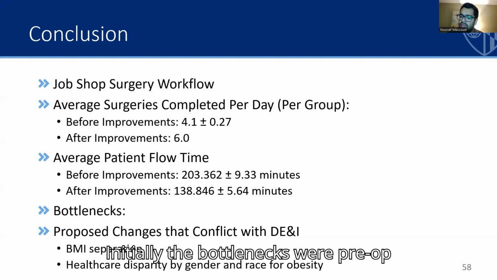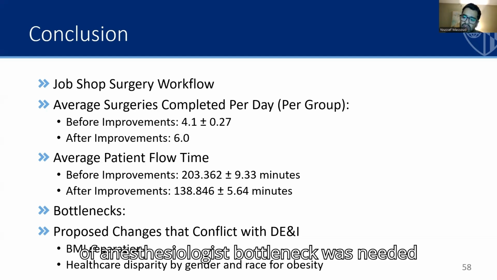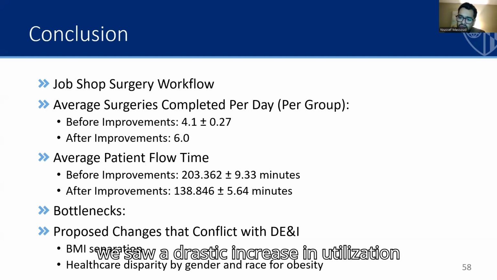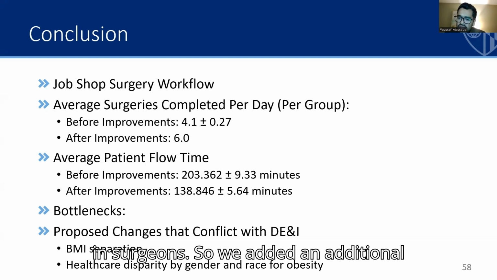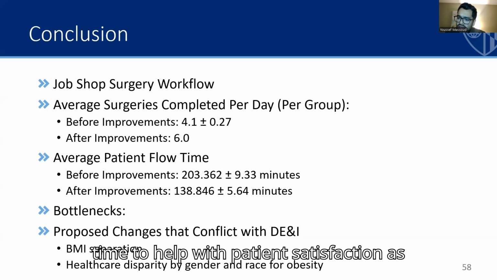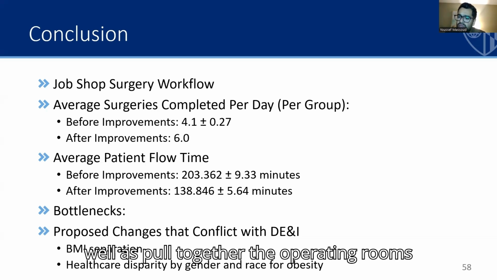With the improvements, initially the bottlenecks were pre-op prep and anesthesia. With high utilization of anesthesiologists, this bottleneck was mitigated by adding an additional CRNA and pooling the anesthesiologists. After this improvement, we saw a drastic increase in utilization of surgeons, so we added an additional physician assistant and pooled the surgeons. We increased the inter-arrival time to help with patient satisfaction, as well as pooled together the operating rooms to help with this utilization.